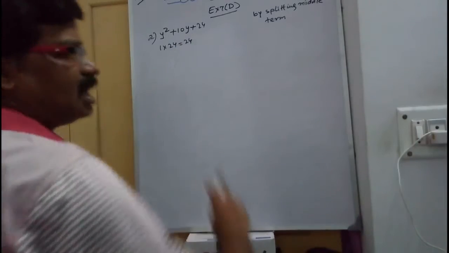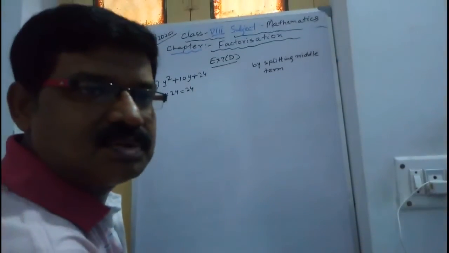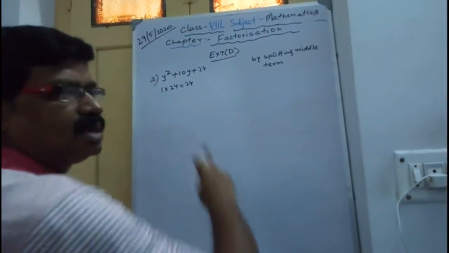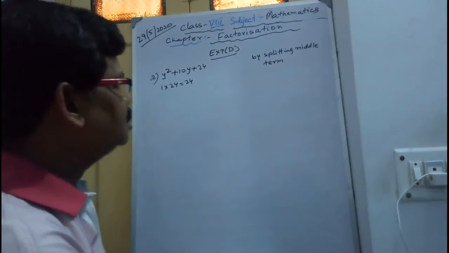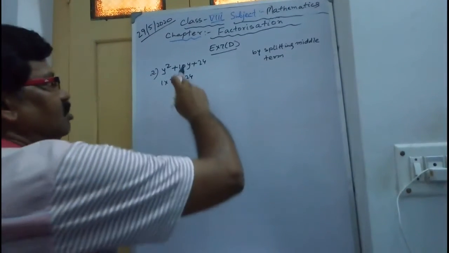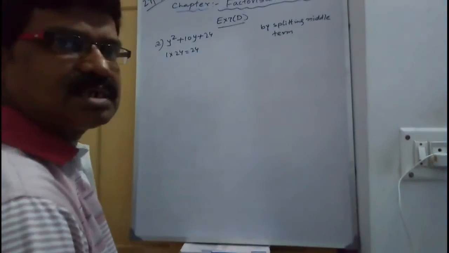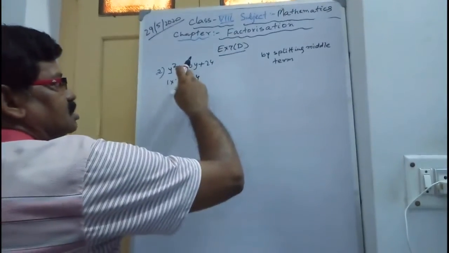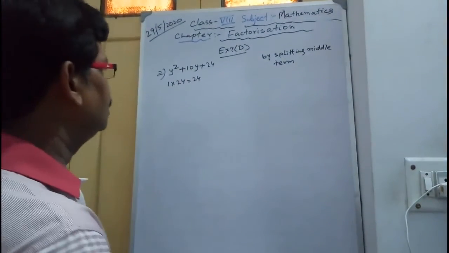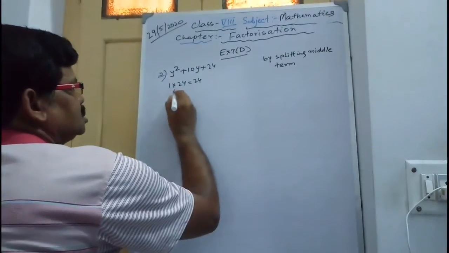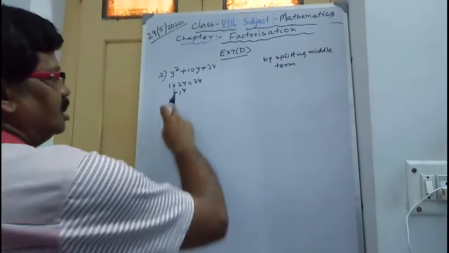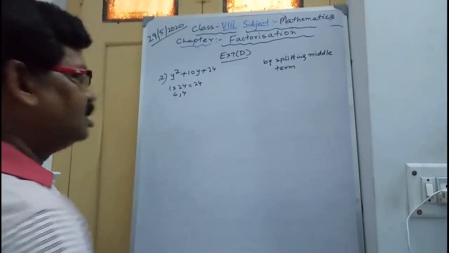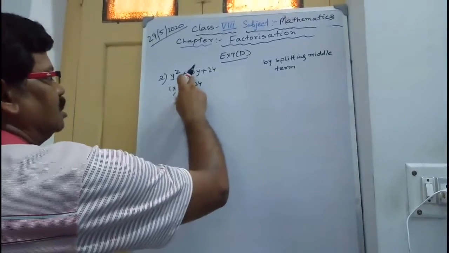Now divide 24 into two numbers, so that by adding or subtracting you get 10, which is the middle one. So take 6 and 4. 6 times 4 is 24. 6 plus 4 is 10.